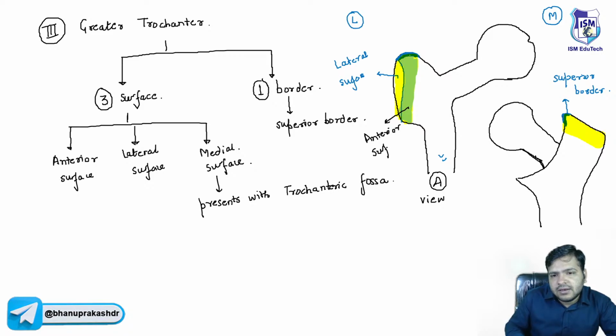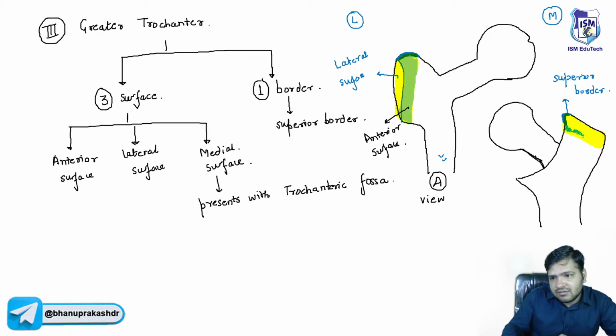So this is the anterior surface, right? Anterior surface of the greater trochanter. Now coming on to the medial surface, guys, you will see it posteriorly more, and I will draw this with the help of a green color.